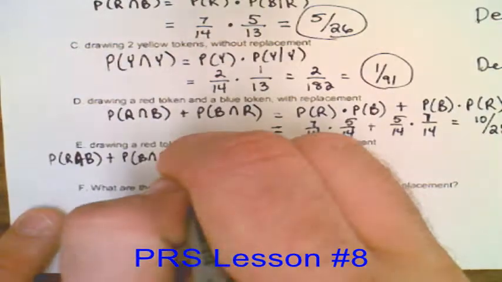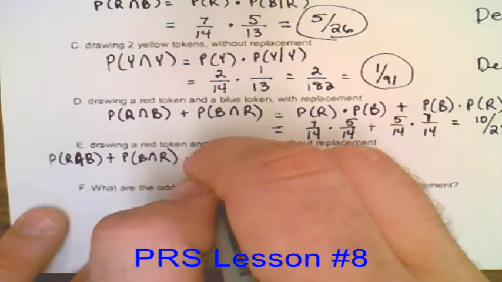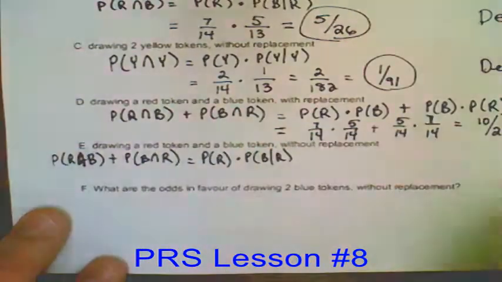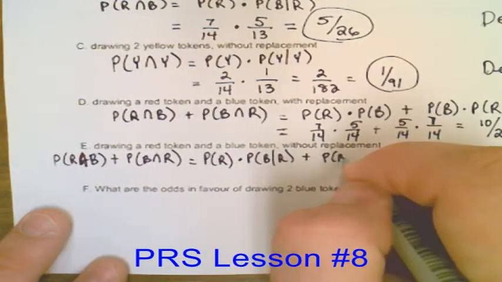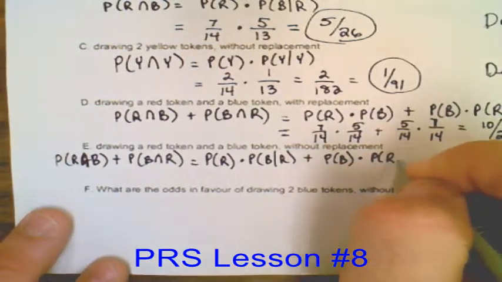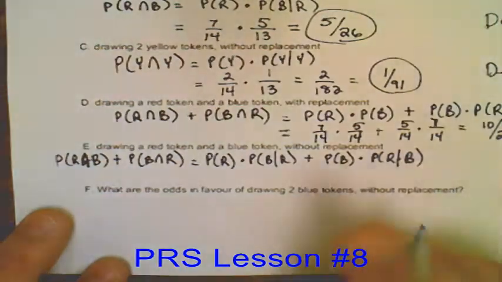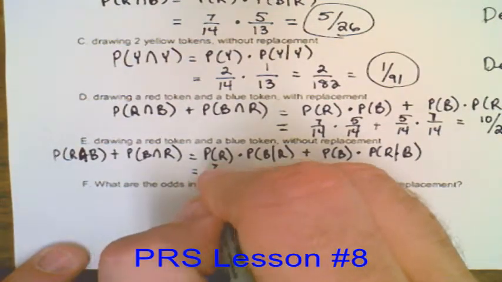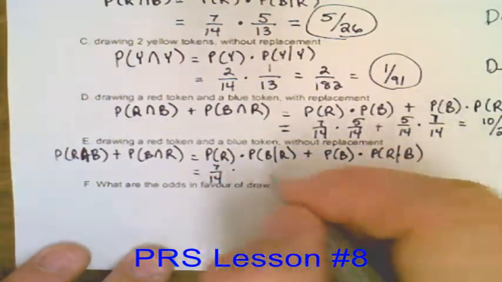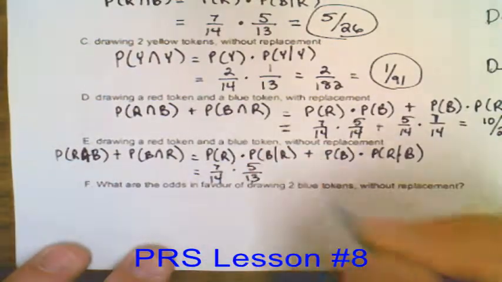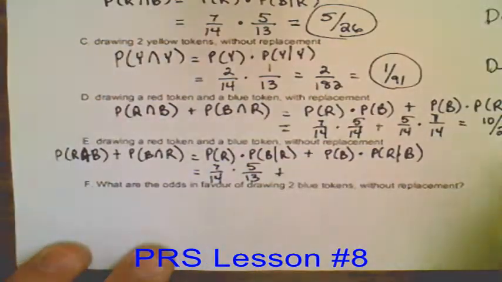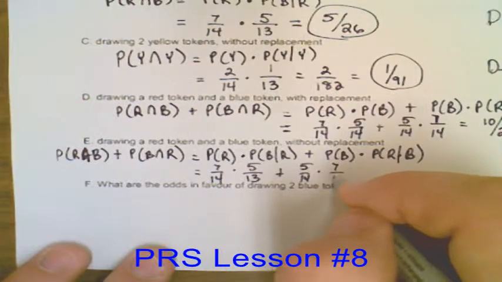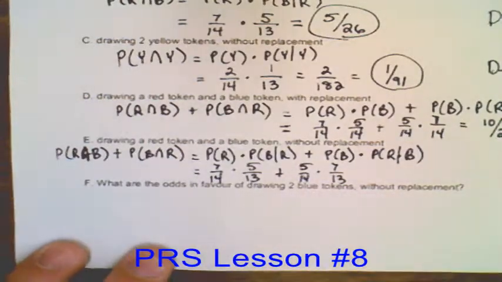Okay. E, drawing a red token and a blue token without replacement. So the only thing that's going on here is it either could be a red and a blue, or the probability of drawing a blue and a red. But the thing is, I've got to consider the fact that one happened first. So the probability of drawing a red times the probability of drawing a blue, given that a red has already occurred, plus the probability of drawing a blue times the probability of drawing a red, considering that a blue has already occurred. Okay, so I end up working this out.